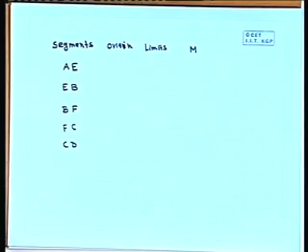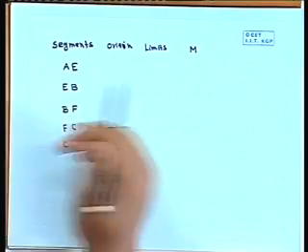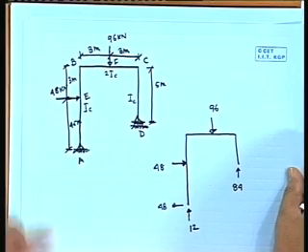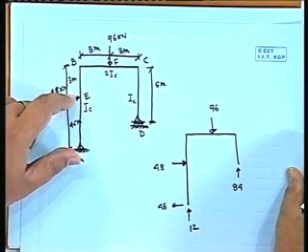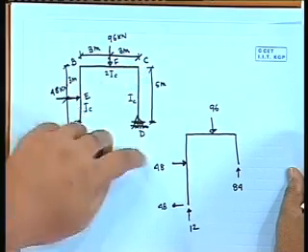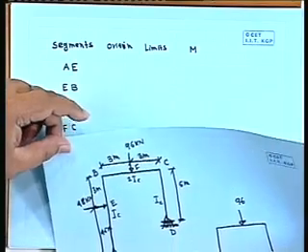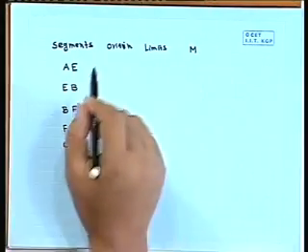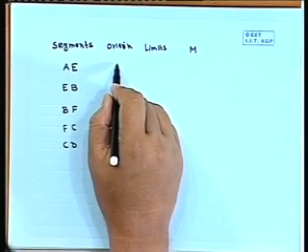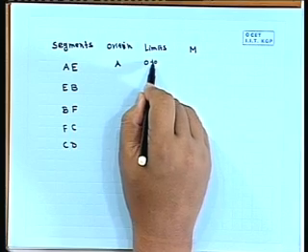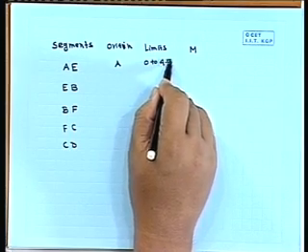So that was a typical table. Now if I bring back the problem, it is A to E, E to B, B to F, F to C, C to D, right. So these are the segments. Now if I take the first segment, the origin will definitely be A and the limit will be 0 to 4.5. It will be in meter.